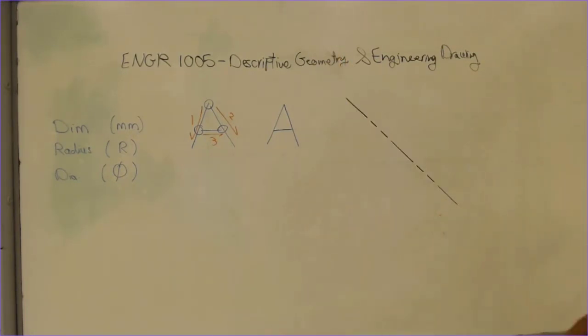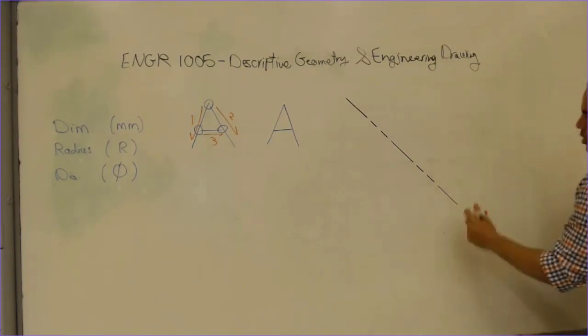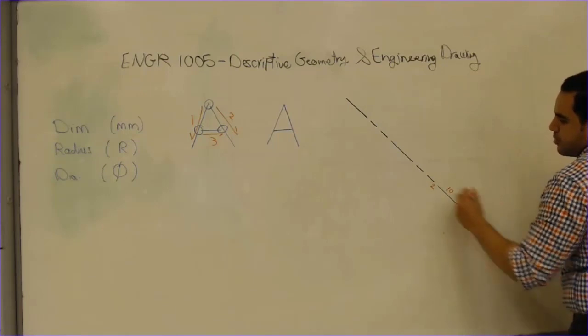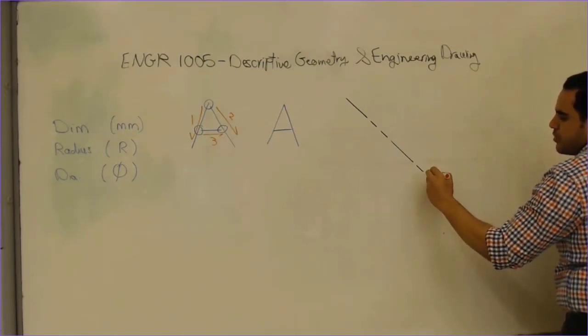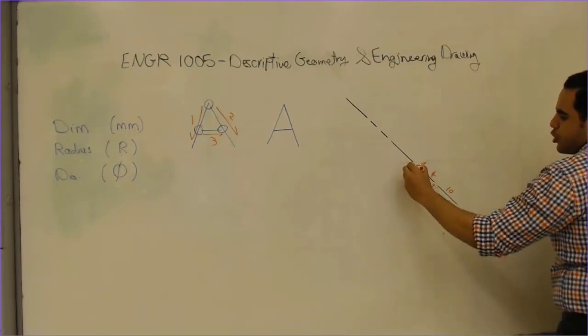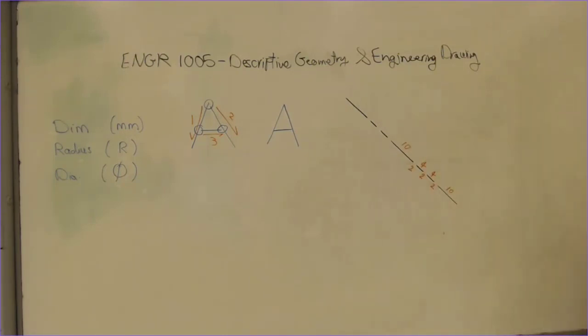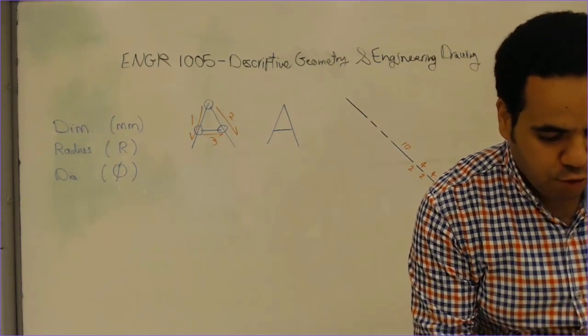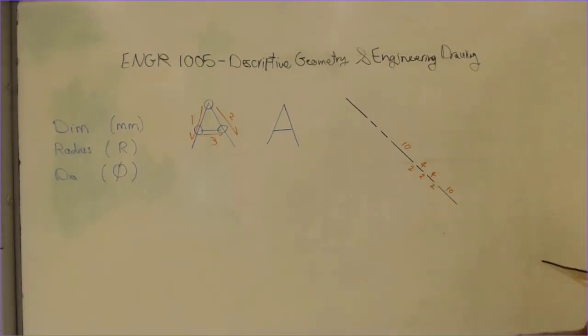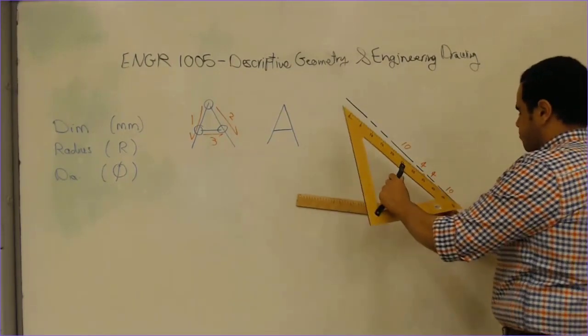Okay, dimension wise, the long dash is 10 millimeters, the gap is 2 millimeters, the short dash is 4 millimeters, the gap is 2 millimeters, 4 millimeters, 2 millimeters, and again 10 millimeters, and so on. Okay? So how to repeat this line with another 3 copies?